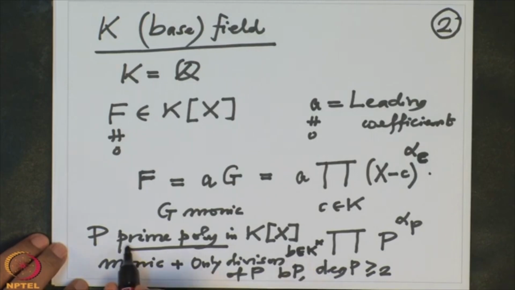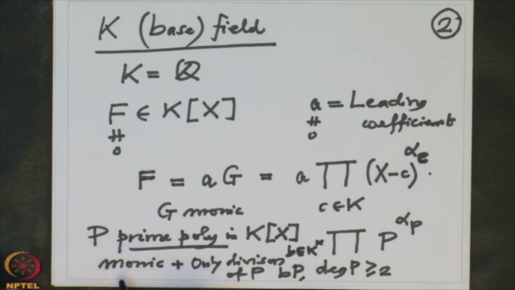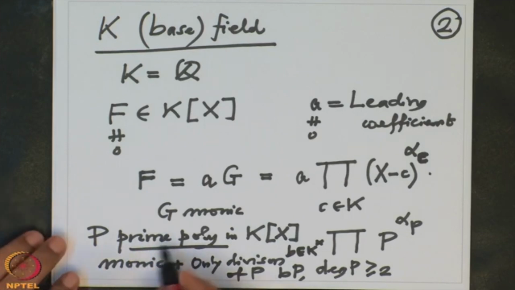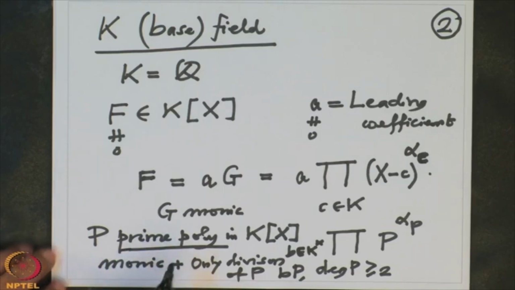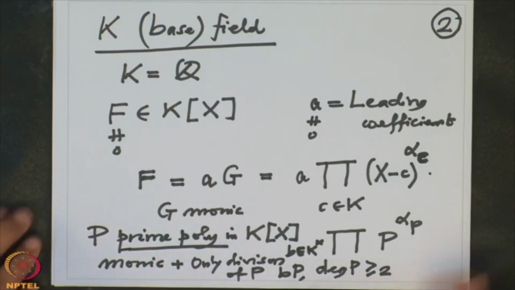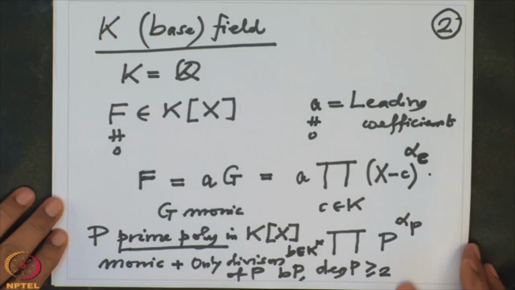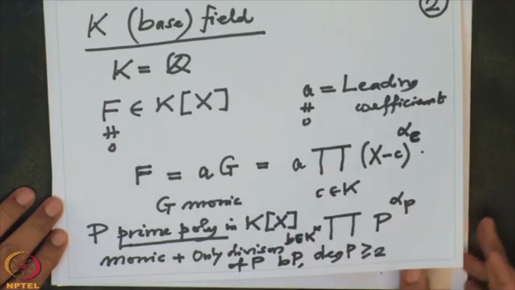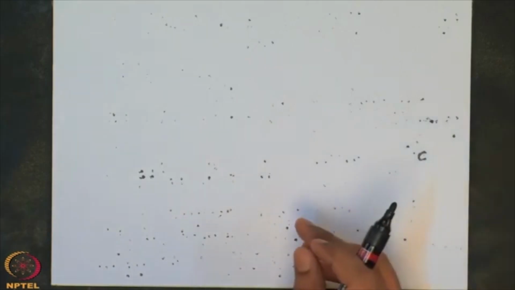In some books, these are also called irreducible polynomials. But when an irreducible polynomial is monic, I call it a prime polynomial because they are the analog of the prime numbers. Prime numbers are the ones which don't have divisors other than 1 and itself in the natural numbers. So, the same philosophy.